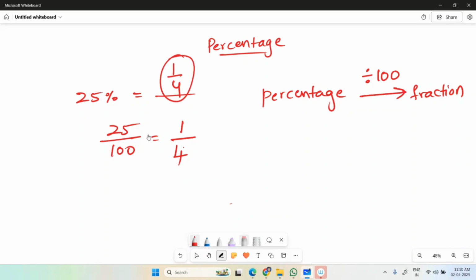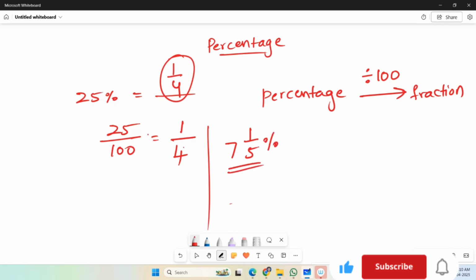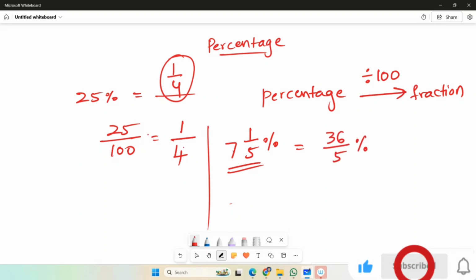Okay, so let's convert another one: 7 1 out of 5 percent. Here 7 1 out of 5 is a mixed fraction. 7 is the whole number, 1 out of 5 is a proper fraction. To convert this, first convert it into an improper fraction. 5 times 7 is 35, 35 plus 1 is 36. And then 36 out of 5 percent.